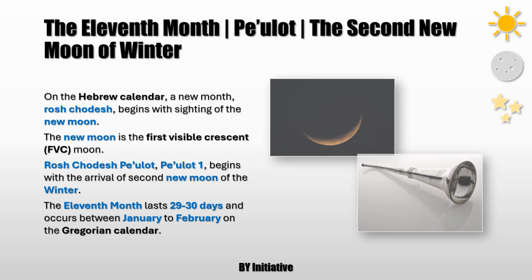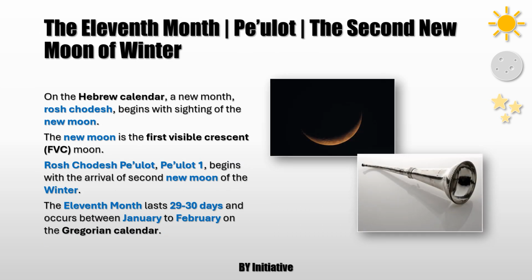The 11th month, or Peulot, was the second new moon of the winter. On the Hebrew calendar, a new month, or Rosh Chodesh, which literally means head of the month, begins with the sighting of the new moon. The new moon is the first visible crescent moon, the sliver that appears in the night sky, indicating the beginning of another lunar cycle. Again, the 11th month lasts 29 to 30 days and occurs between January and February on the Gregorian calendar.